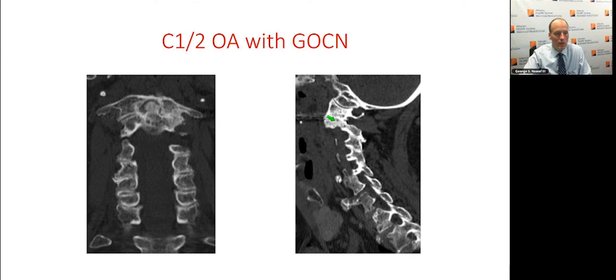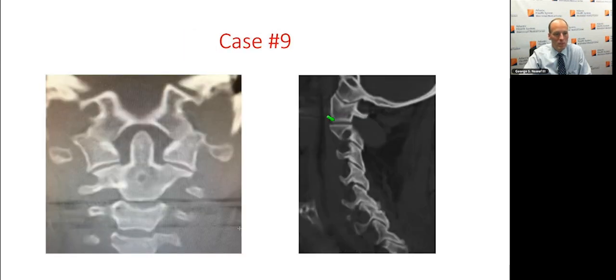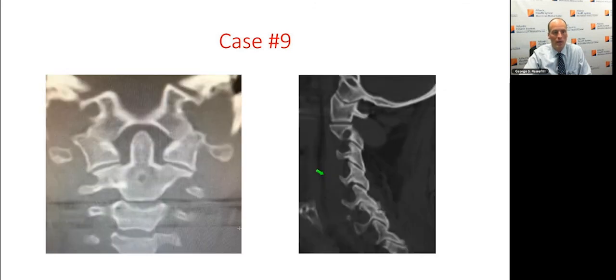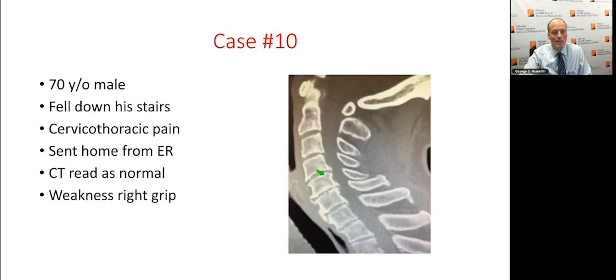The reason why I showed that is that somebody was considering operating on her for this arthritic level right there. That was the only one that was left open in her neck. And I think the last case is a gentleman who's a 70-year-old man, fell down a flight of stairs, significant trauma, had severe cervical thoracic pain.